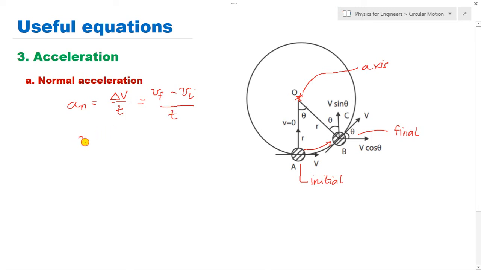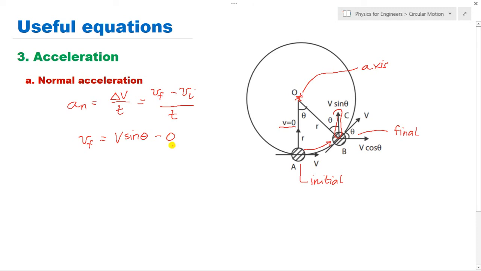Then our v final, as you can see here, this is the component of our v final, because it is not the whole v, only one component is directed towards the axis. So we have v sine theta. So we have v final equals v sine theta minus what is our vi, the initial velocity that is directed towards the axis. Of course, this one, v equals 0. So therefore, v sine theta.